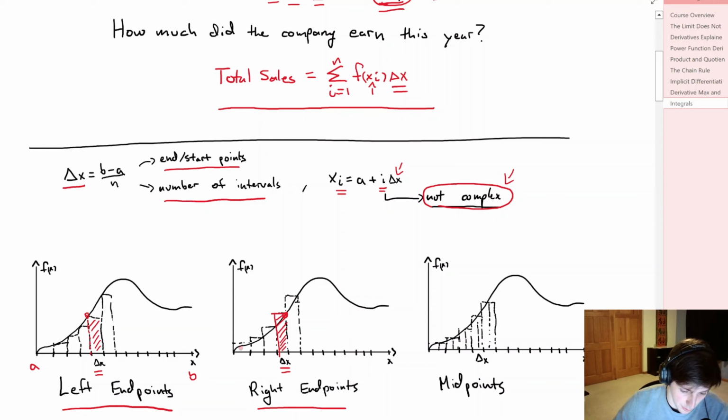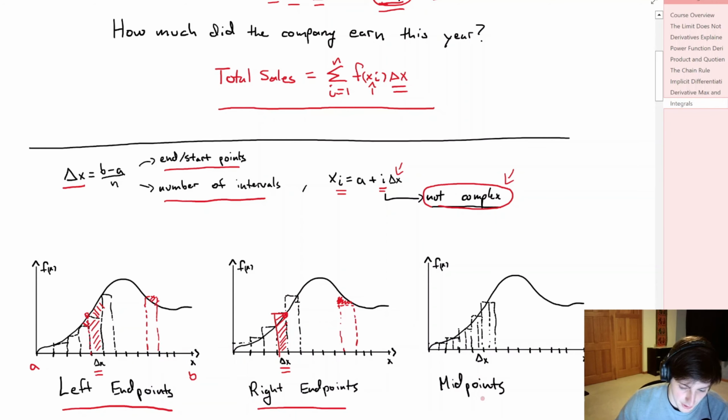And notice here with this part of the function, the right endpoint method actually overshoots it. The left endpoint would undershoot for the total sum because we would not be accounting for any of this area. But as we get over this hump, you can see that using the left endpoint method, now we overshoot here.